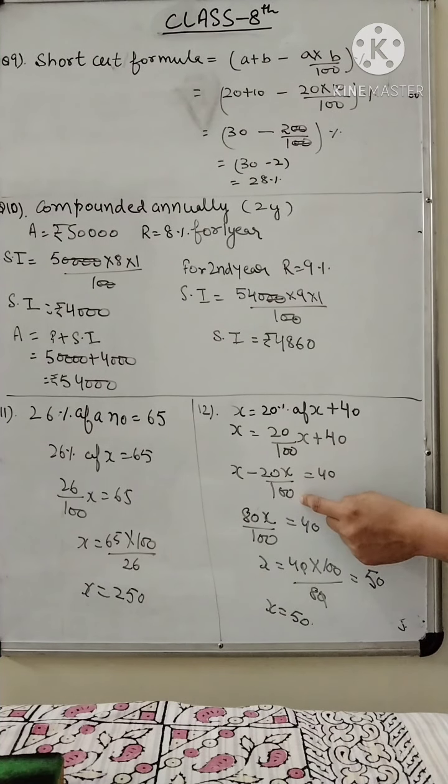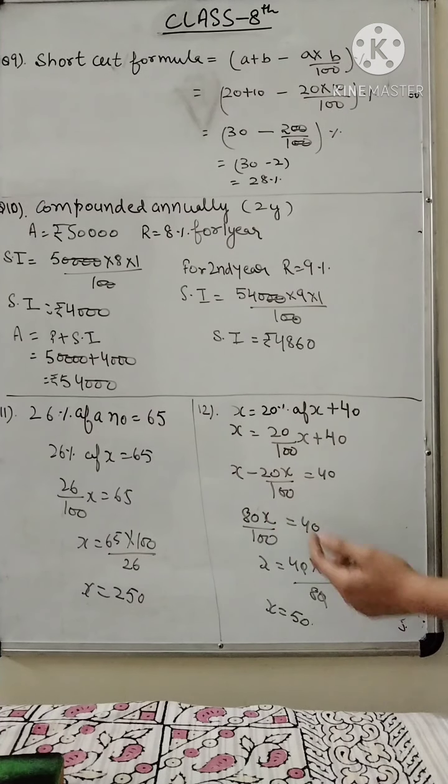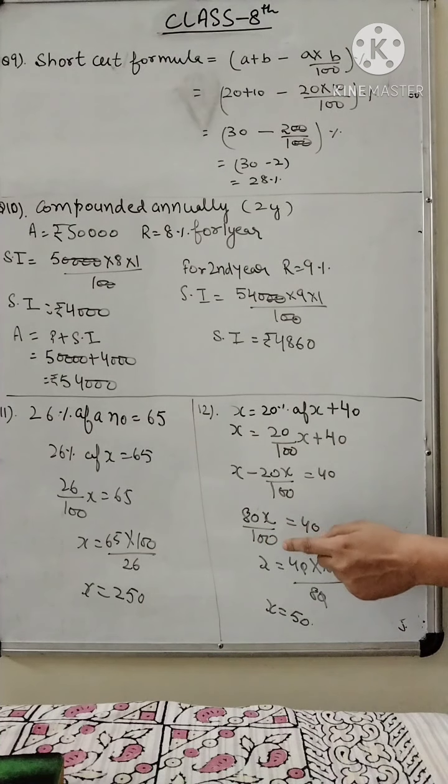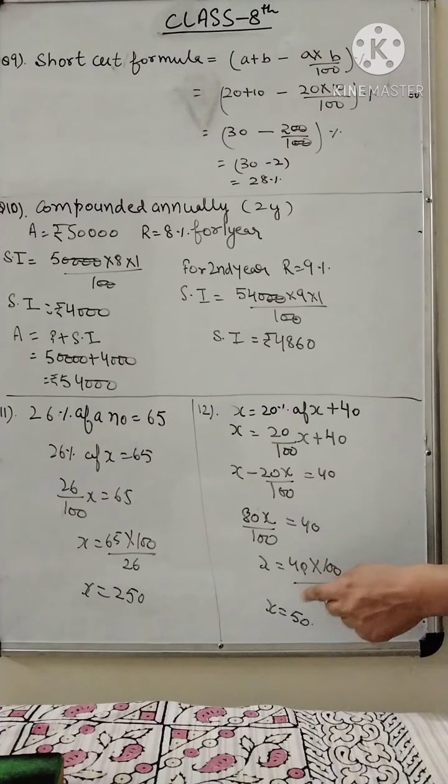Now I am going to shift it this side. x minus 20 upon 100 x is equal to 40. Taking LCM, after LCM 80 upon 100 x is equal to 40. Reciprocal, 40 into 100 upon 80, you will get the value of x is equal to 50.